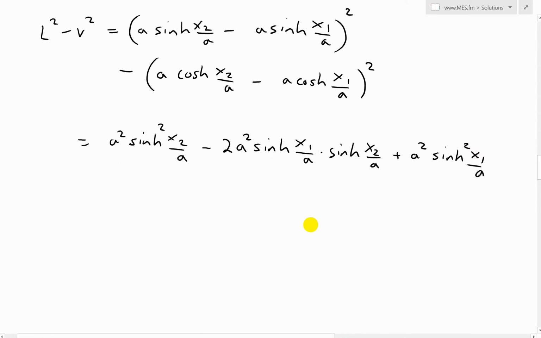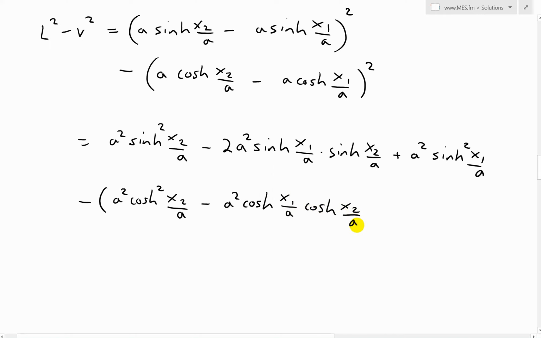Now we'll do the exact same thing for this part over here. So we'll do a minus and put in a bracket. This one multiplied by itself, we're going to have a squared cosh squared of x2 over a. And then minus this by this is going to be again a squared cosh of x1 over a times cosh of x2 over a, and then this by this is going to be the exact same thing. We'll add another 2, and then the last part adds together a squared cosh squared of x1 over a.